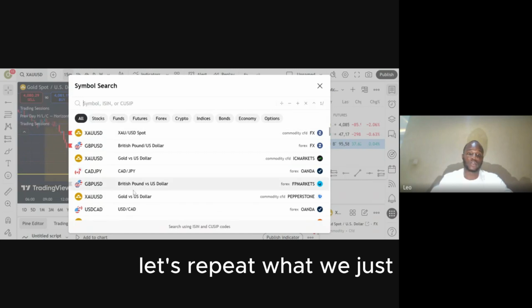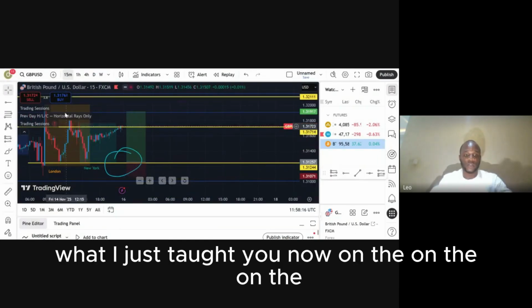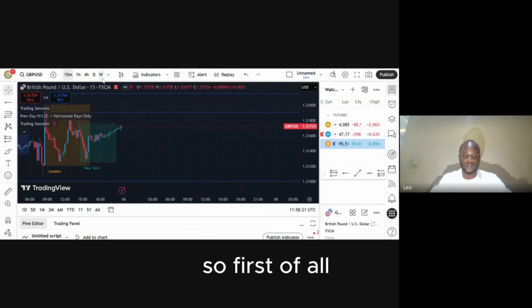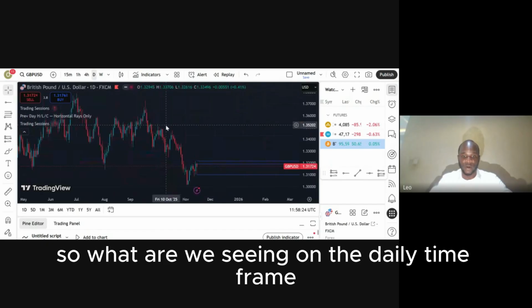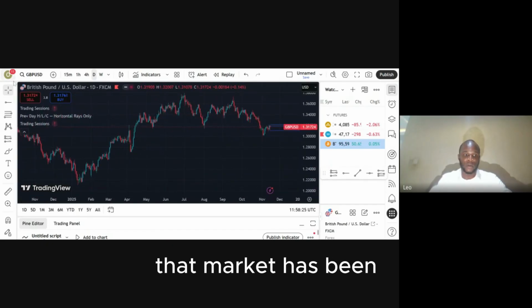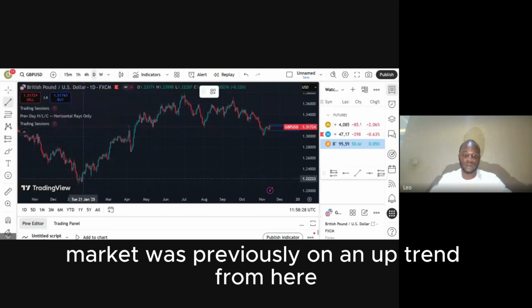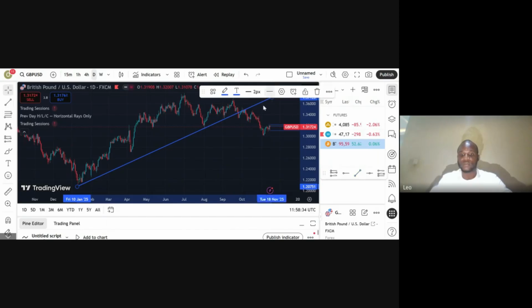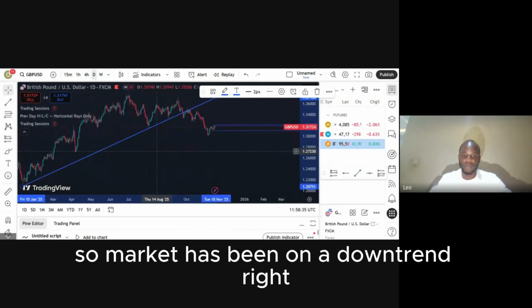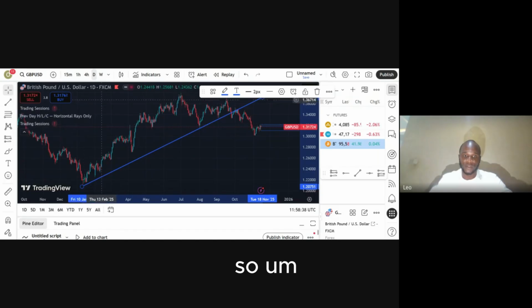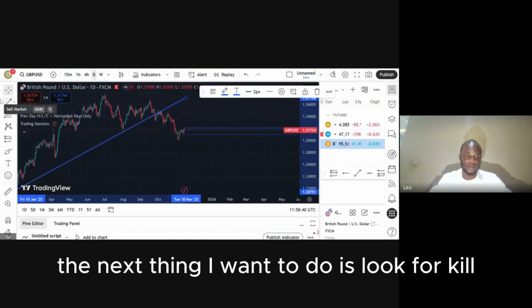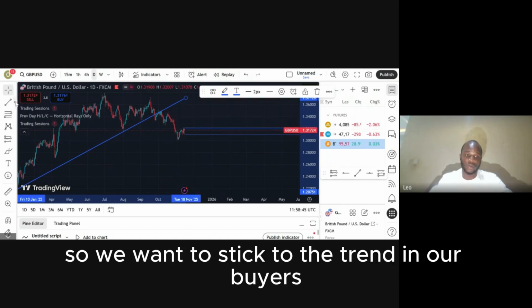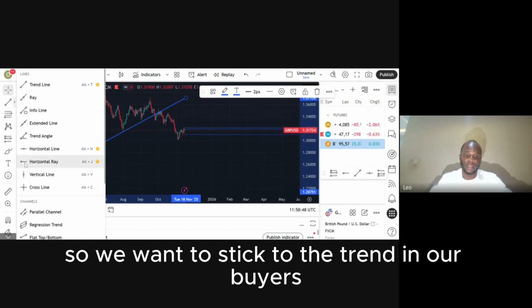Let's repeat what I just taught you now on the GBP USD. First of all, I told you to come to the daily time frame. So what are we seeing on the daily time frame? The market was previously on an uptrend from here up to this level. Then it broke this zone. So the market has been on a downtrend, right? So the next thing I want to do is look for key zones. Currently the market is selling, so we want to stick to the trend.